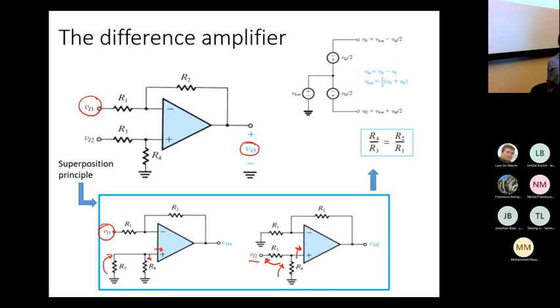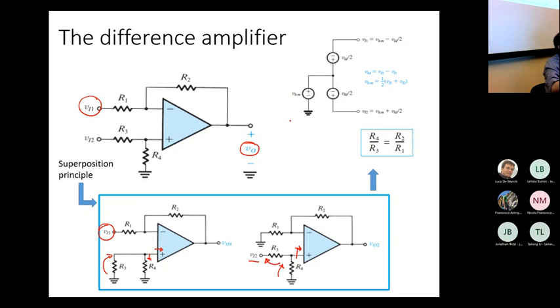So suppose that rather than focusing on VI1 and VI2, we change these two variables into a differential effect, so VI1 minus VI2, or vice versa, and the common mode effect. You cannot read it, okay?